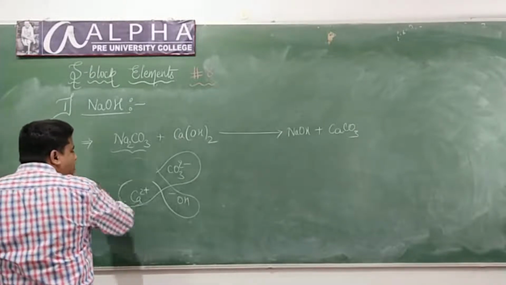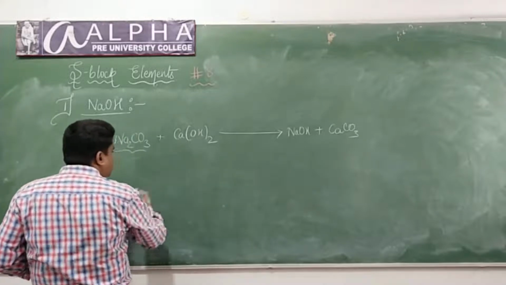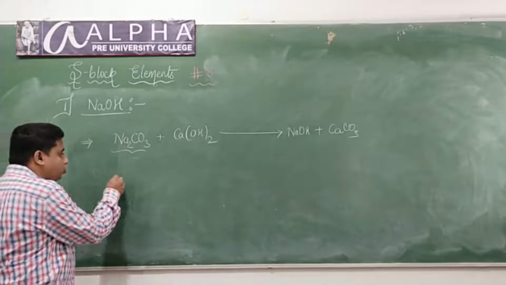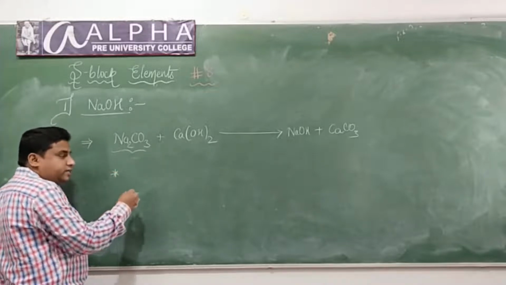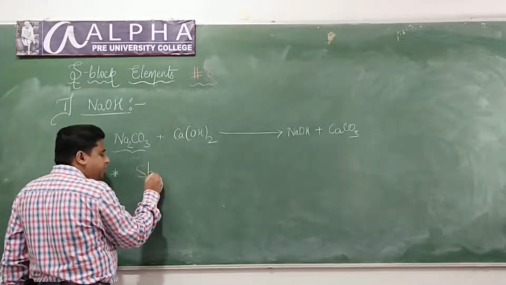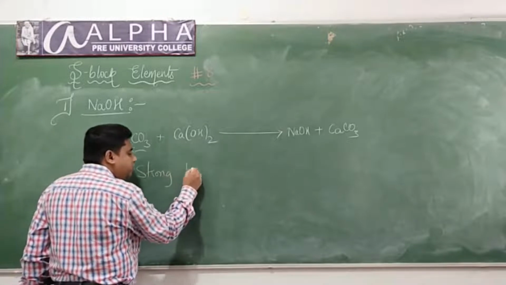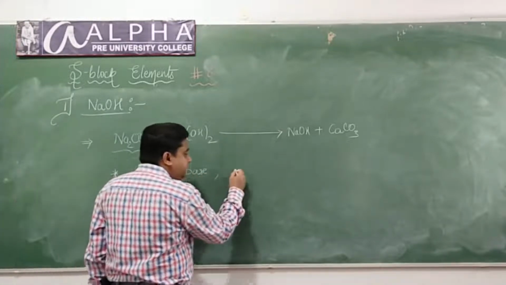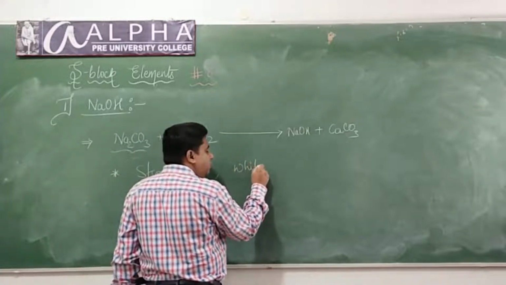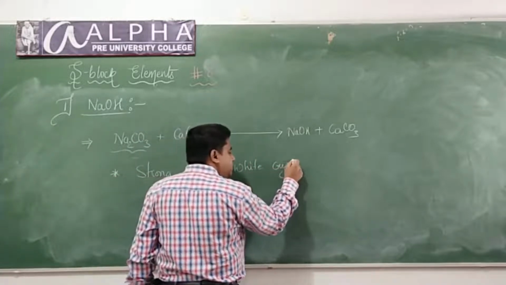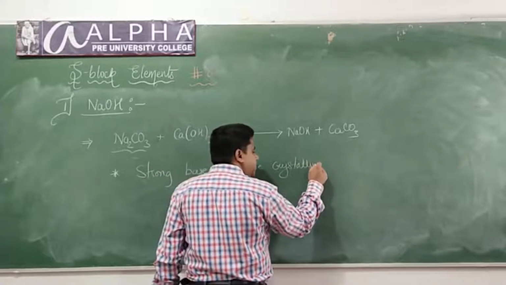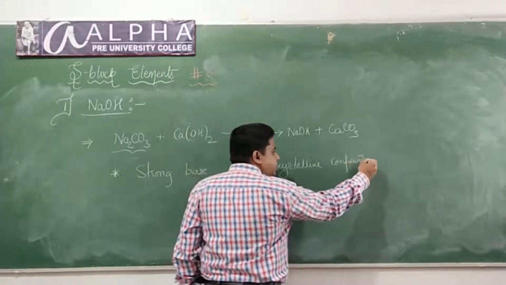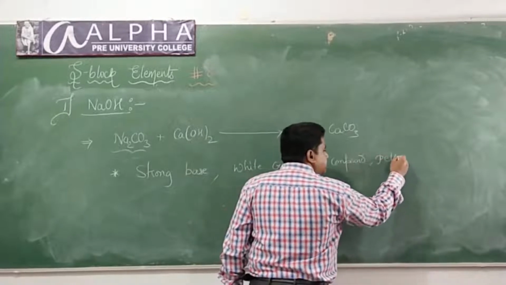Now, what are the properties of sodium hydroxide? Look here. As I told you, it is a strong base. Sodium hydroxide is a strong base, and it exists as a white crystalline compound. Okay, it exists in the form of pellets.